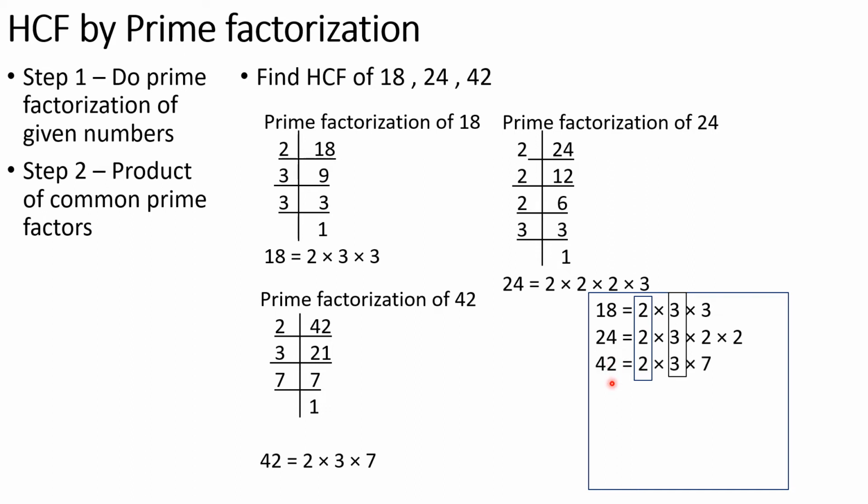So it will be easy for us to find the common prime factors. Now 42 equals 2 multiplied by 3 multiplied by 7. Now here we can see that this 2 is common and 3 is common. It means 2 multiplied by 3, the product of the common prime factors, equals 6. It means it is your HCF.